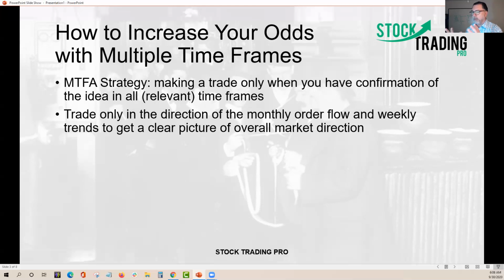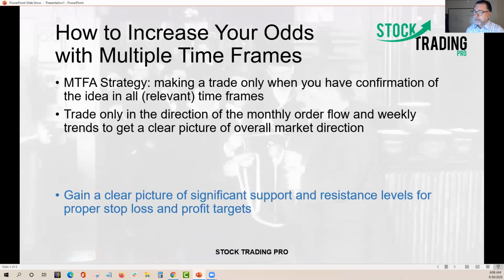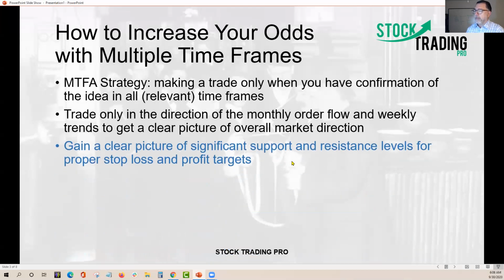So right out of the gate, we're setting the mandate that you know which time frames are the ones that you are trading, and then only trade in that direction. Don't even look at the other side of the market. You should be literally sitting there with blinders on saying, this stock is in bullish order flow. I am only looking for spots where risk reward makes sense. So once you get a clear picture of significant support and resistance levels for the proper stop loss and profit targets in the direction of whichever time frame.